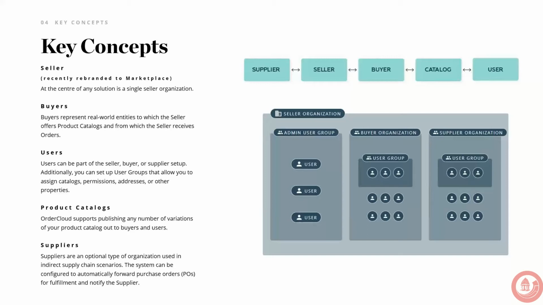you can set up users as well as user groups, and they come in handy to control permissions as well as stuff like pricing. And then you obviously have your product catalogs that house your categories, your products, inventory, etc. And then there's an optional entity type called a supplier. A supplier is basically used in indirect supply chain scenarios.